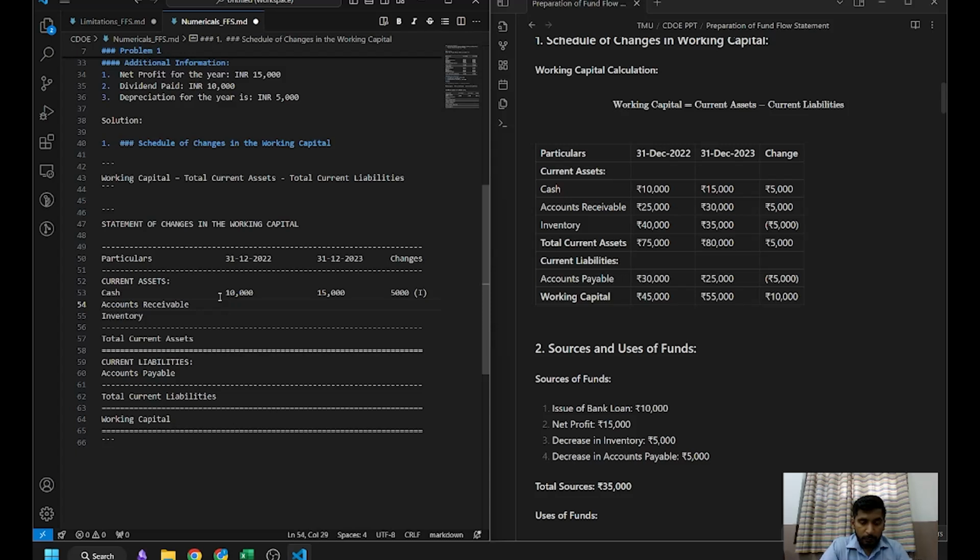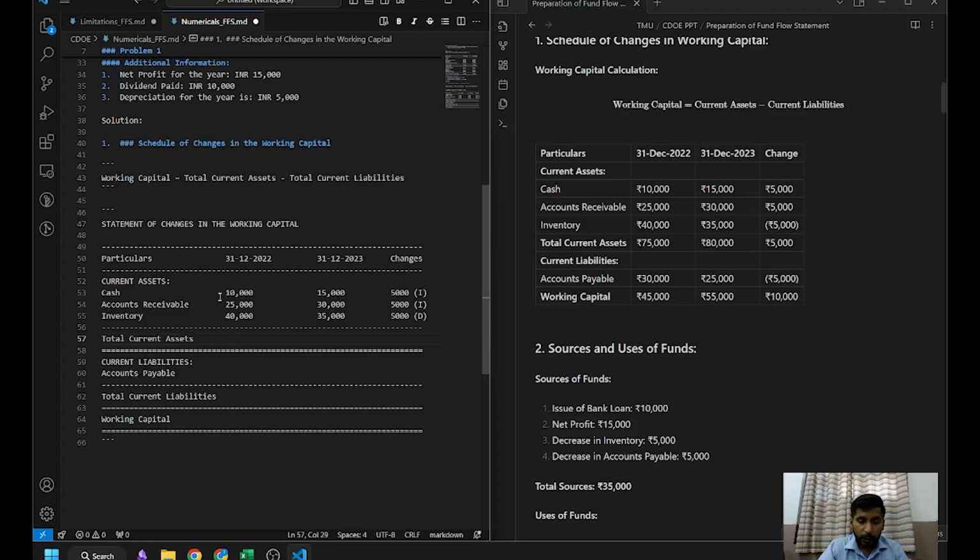Accounts receivable, we have the accounts receivable as 25,000 for the year 2022, and for the year 2023 the accounts receivable are 30,000. That means there is also an increase of 5,000 in there. For the inventory, the total inventory was rupees 40,000 in the year 2022, and in the year 2023 the inventory decreased from 40,000 to 35,000, making it short by 5,000, hence decrease.